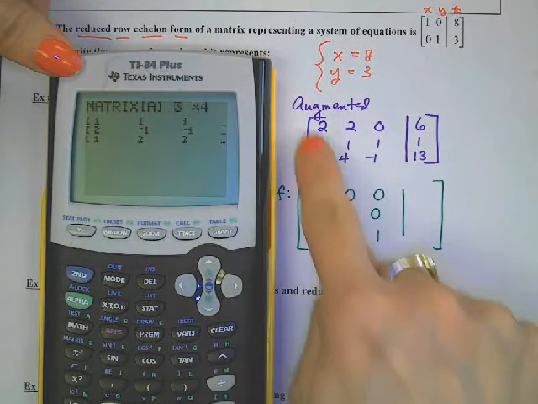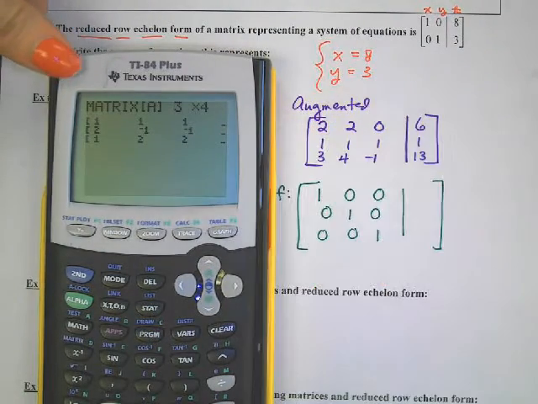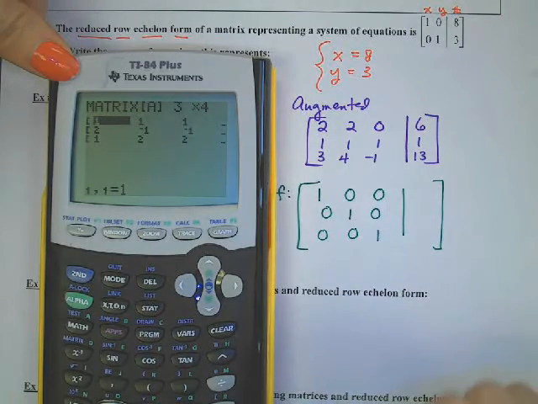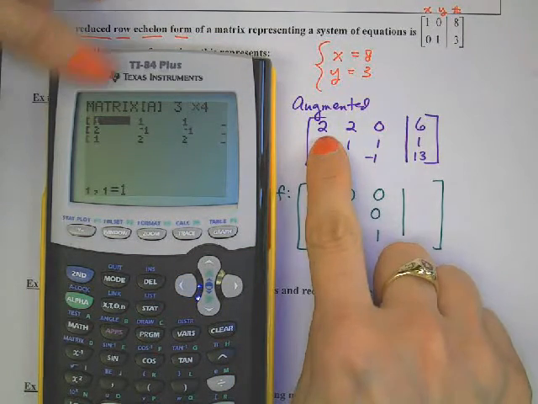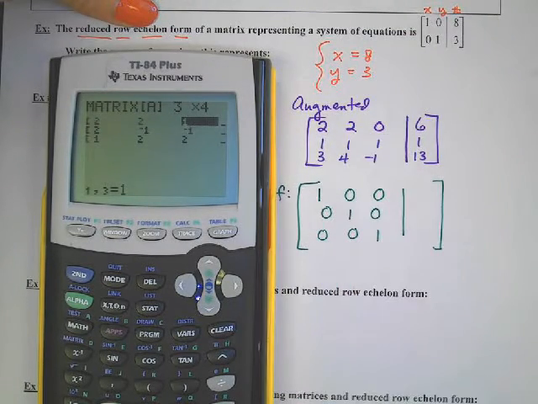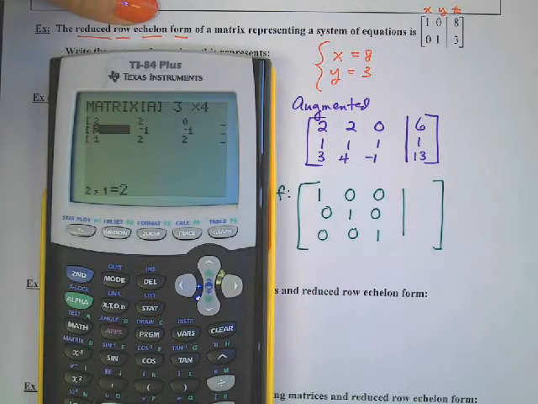Matrix A needs to be 3 by 4. Mine already was 3 by 4. If this is the first time you're doing matrices, you might have to change those numbers, and it's going to make a matrix the right size for you. And we're going to type a 2, enter, a 2, enter, a 0, enter, and a 6, enter. Then you go across the second row: 1, 1, 1, and 1. Keep going: 3, 4, negative 1, 13.